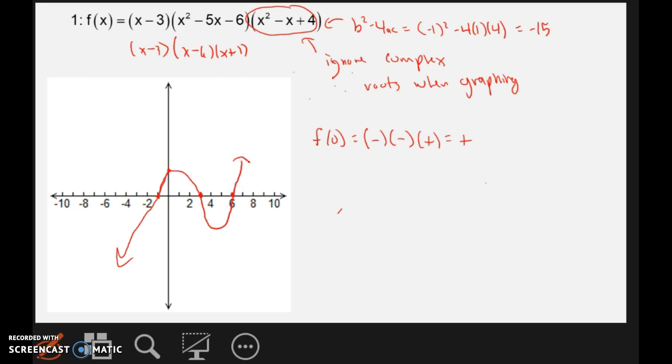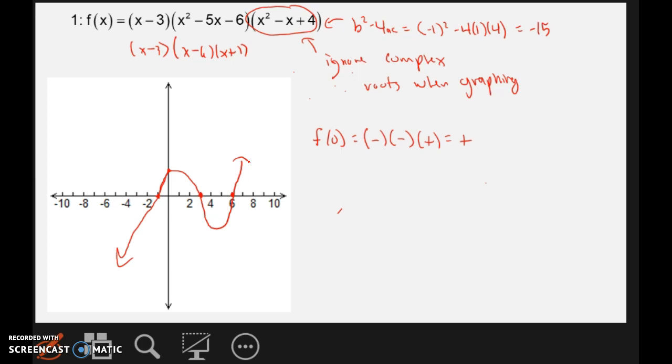Even though I had a fifth degree polynomial, I only had 3 real zeros because the other 2 were complex. And again, I don't worry about those complex zeros when I'm sketching the graph. And so this is my best approximation of what I think a reasonable sketch of the graph would be. Again, it's a reasonable sketch. It's not going to be perfect. It's just going to give us a general idea of what the graph should look like.